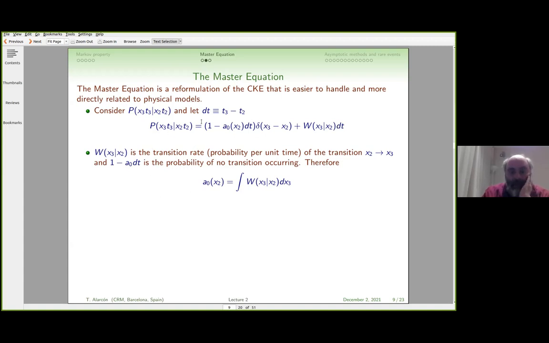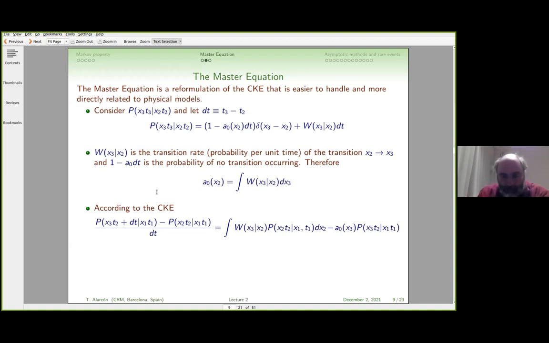Now, because this quantity here is the probability of nothing happening, this quantity here, A0, must be given by this. This is essentially the probability that you go from X2 to any value of X3. So this integral here is the probability per unit time of moving from X2. Multiplied by dt, it is the probability in that interval of leaving X2. And 1 minus the probability of leaving X2 is the probability of staying in X2, which is equal to X3. So here X2 and X3 are interchangeable, because we have this Dirac delta here.